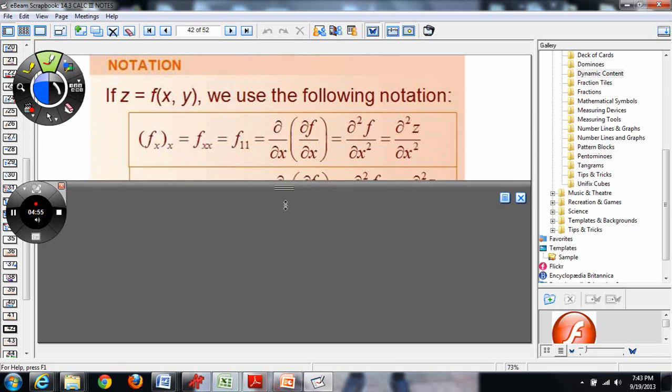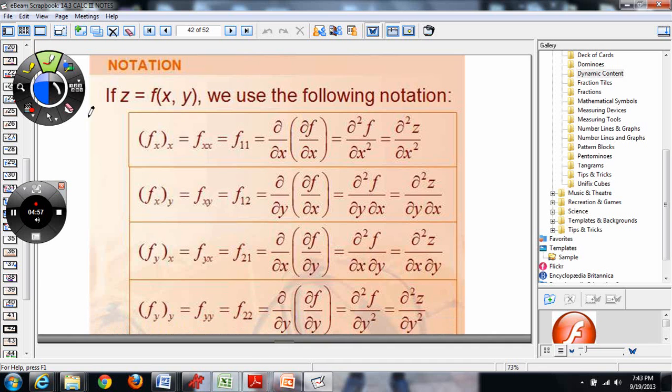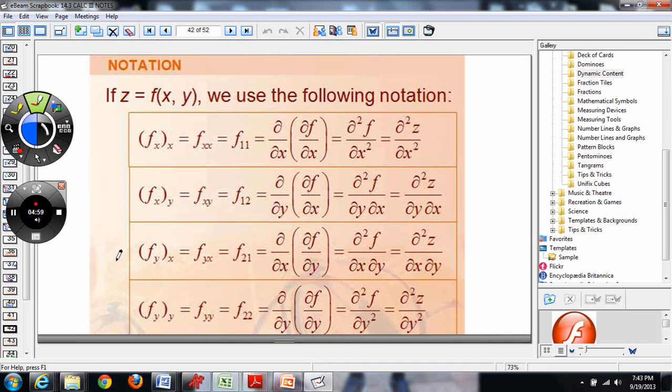And this is the notation for second derivatives. So you can pause it if you want to jot down all the different ways. This 2 here, similar to single variable calculus, just shows that you're finding the second derivative with respect to x, twice.